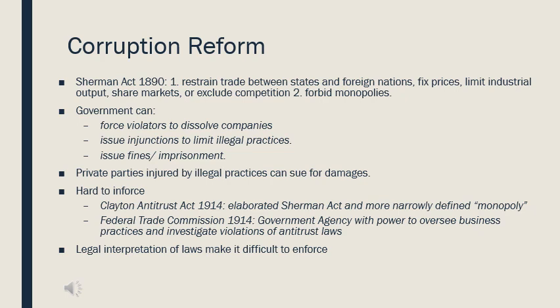It further allowed the government to force violators to dissolve their companies. It allowed the government to issue injunctions to limit illegal practices, and to impose fines or possibly imprisonment for anyone who broke the law. It also allowed private parties injured by illegal practices to sue for damages. So, for example, if the Chicago stockyards' practices for getting rid of their animal offal created a bad environment and someone got sick, it allowed an individual to sue the stockyards for breaking the law.